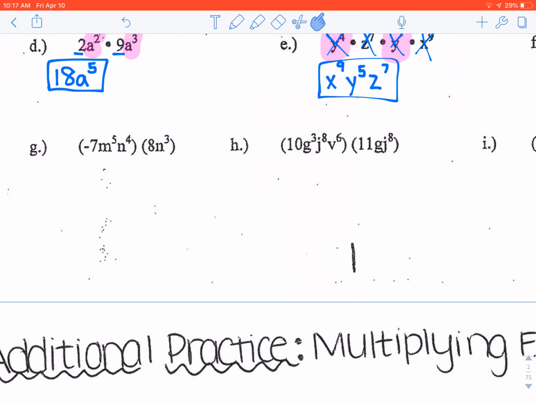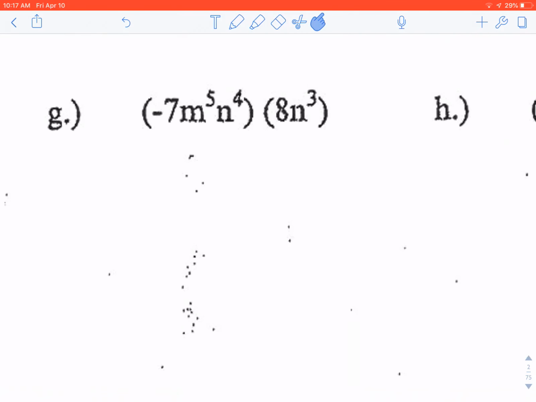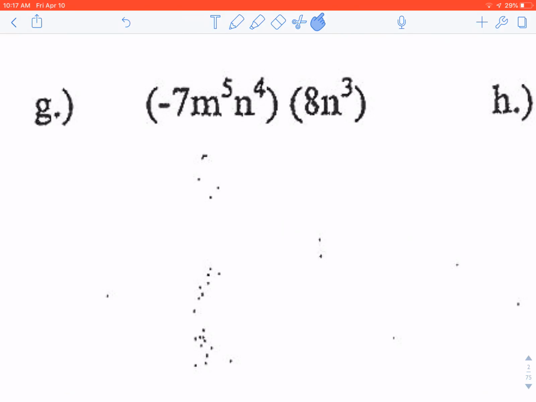Okay, let's look at letter G. I'm going to move down to some other ones. Okay, letter G. So there is a negative coefficient in front now. There's also parentheses. Okay, so I'll talk about these parentheses first. All that means is that you're multiplying all these terms together. Those grouping symbols are the same thing as having a little dot in between.